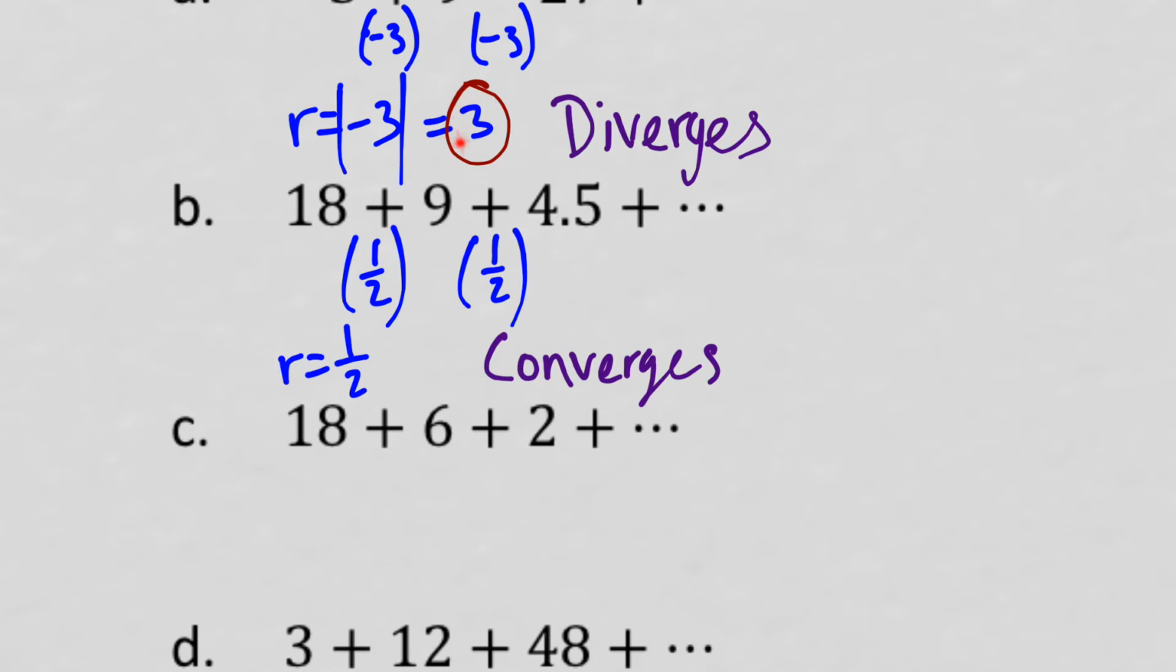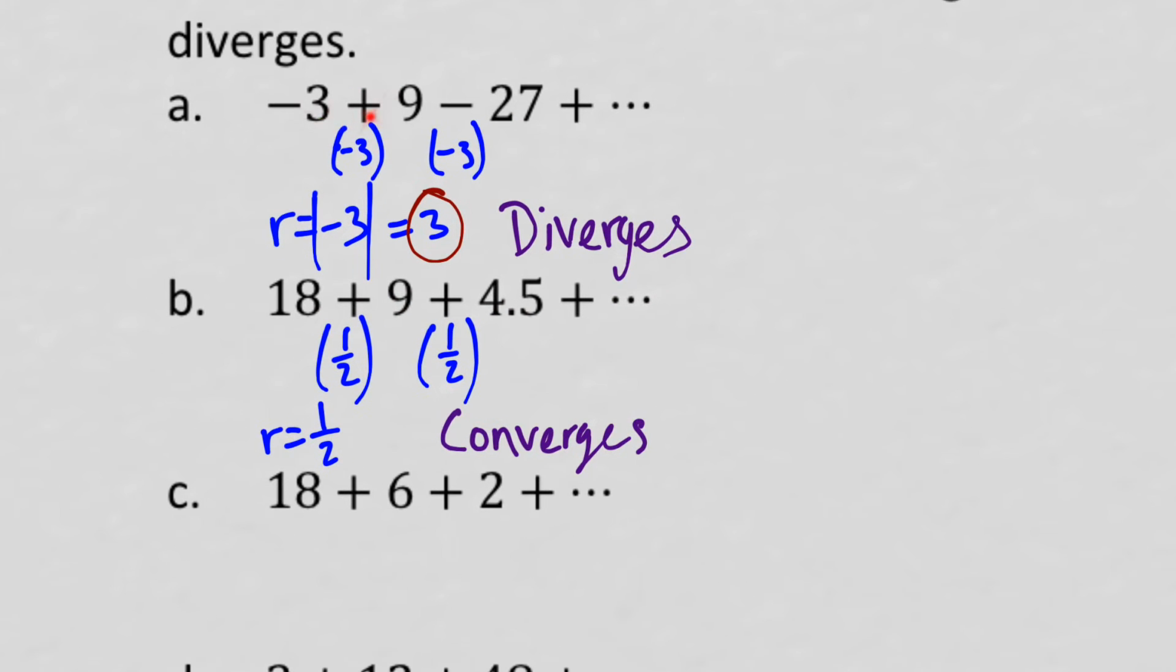So notice how if r is a small number, meaning smaller than 1, it converges. If r is a big number, meaning bigger than 1, it diverges. And you can tell by looking at the numbers. Look how they are getting smaller and smaller and smaller. But in the other one, yes, they're changing signs, but they're getting bigger, right? 3, 9, 27, and so on.